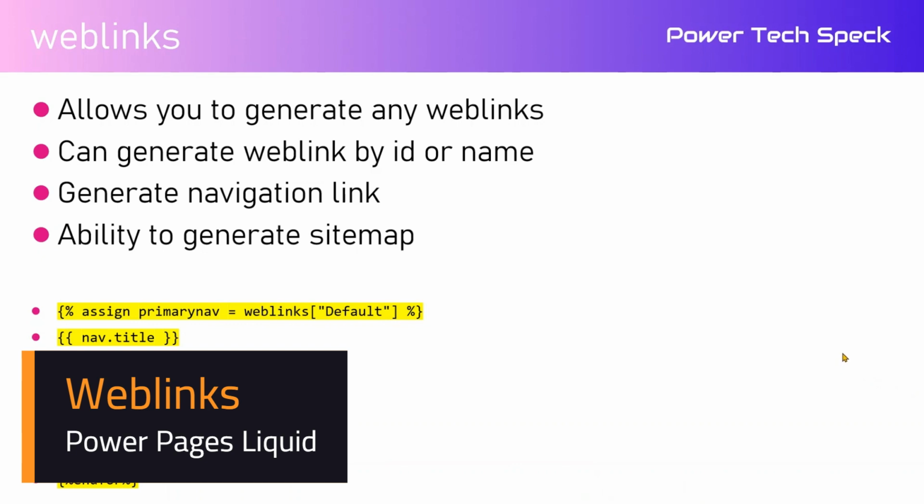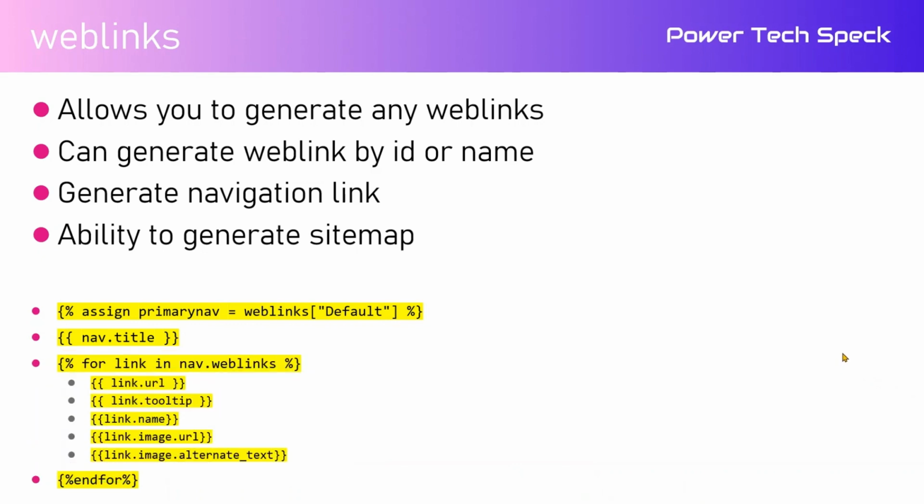In this video, I'll show you how to use weblinks in Liquid Code. Basically, weblinks allow you to generate any weblinks. It can generate a weblink by either querying the ID or the name, and it is useful to generate the sitemap.